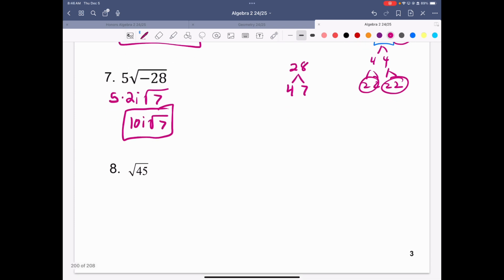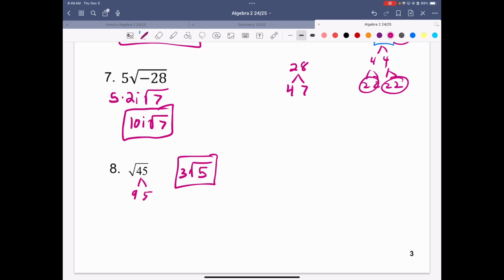45, just 45. There's no negative with it. So we just do it how we always do. 9 times 5, so 3 radical 5. It's always more fun when you pick perfect squares. I mean, you could go 15 and 3, but then 15 is 3 and 5. You still got your 3s, but yeah.